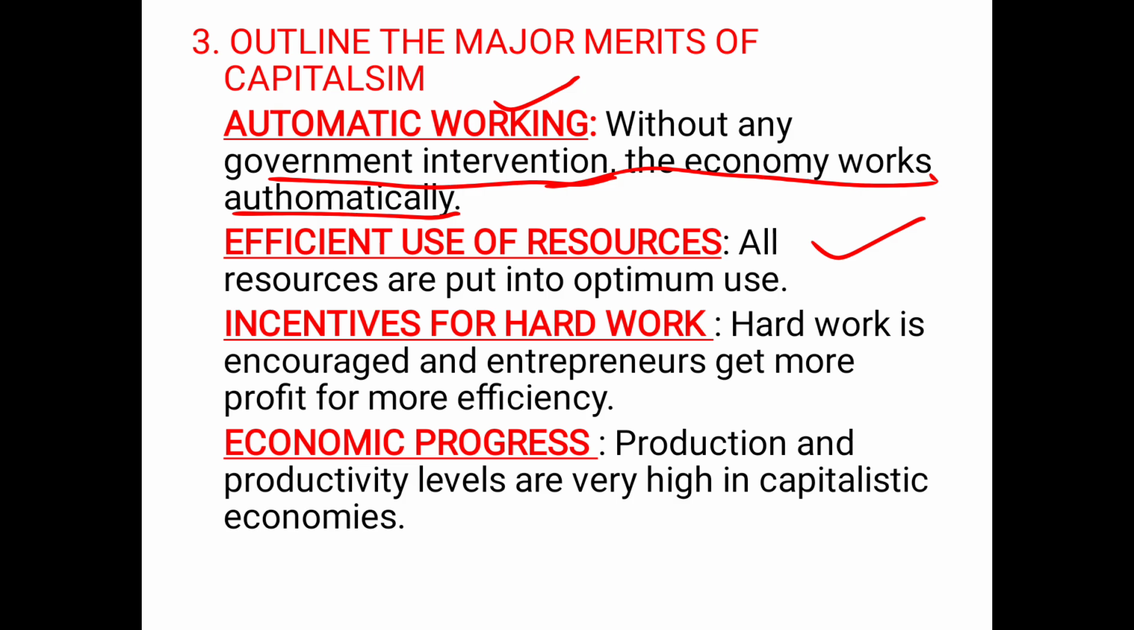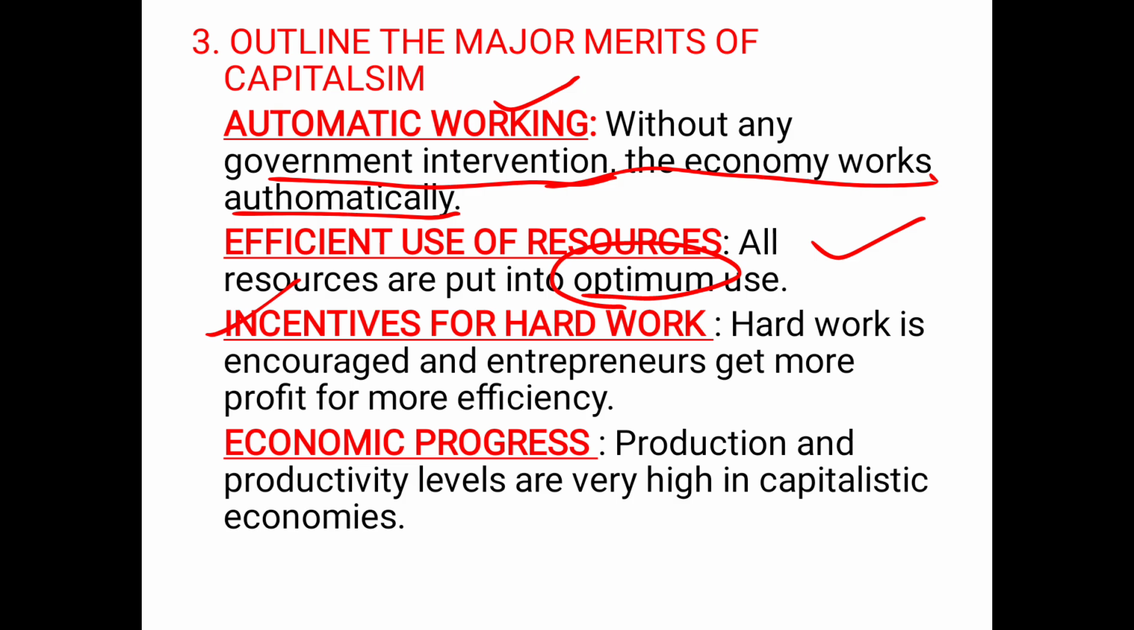Next is effective use of resources. Since it is privately owned, what happens? All the resources are put to optimum use. That is the best use. They use it to the fullest extent, where they are able to achieve profit and extract all the resources and do something useful towards the society. Next one, incentives for hard work. Those who work very hard are given incentives. Hard work is encouraged and entrepreneurs get more profit for more efficiency.